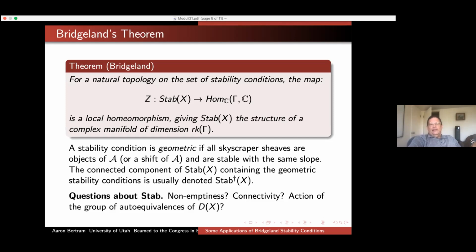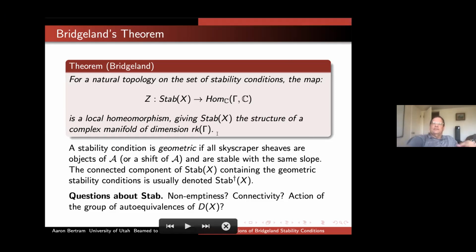Right, so for example, in the case of a surface, the stability manifold of the surface is a complex manifold of complex dimension 2 plus the Picard rank of the surface. It's also equipped with a group of symmetries. It's basically the universal cover of GL 2R oriented. So it's got a four-dimensional real group acting on it. If you restrict yourself to stability conditions for which Z has rank 2, then this is some kind of free action. So there's a lot of structure to the stability manifold.